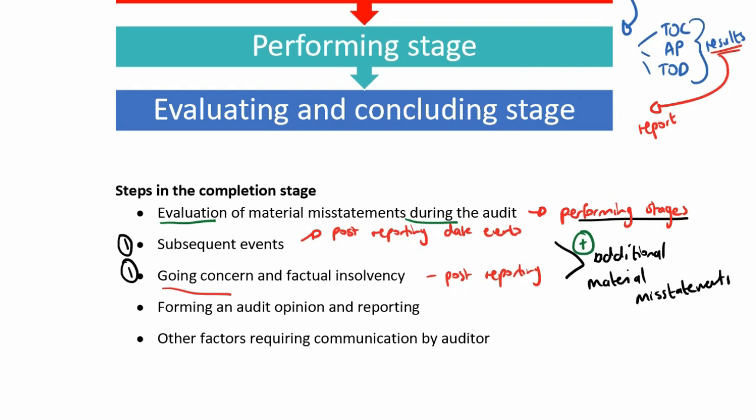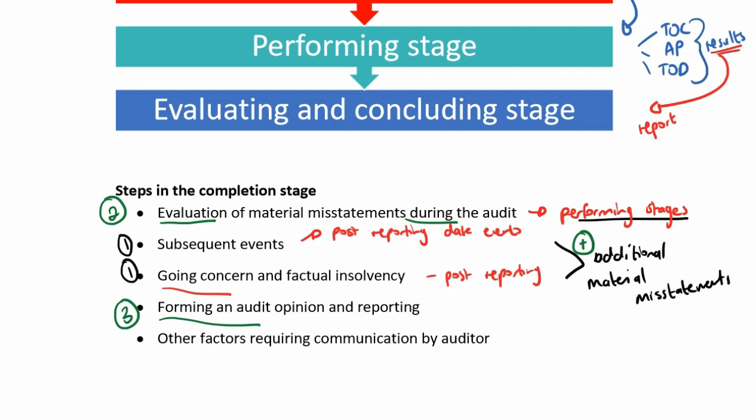So I'm not going to do an evaluation of misstatements during the audit, then go and find out if there are misstatements after in subsequent events and going concern, and then go and add them. I'm going to do it all at once. All the misstatements from during the audit are here, all the misstatements from subsequent events or going concern are here, and I can evaluate them all together so that I can then form my opinion, which would then be the third step in the completion stage.